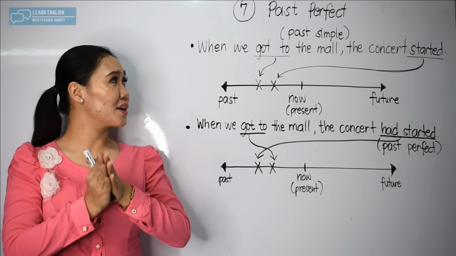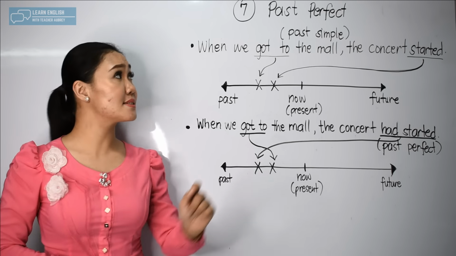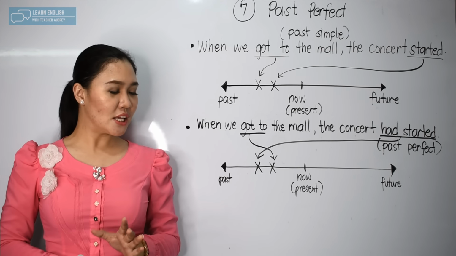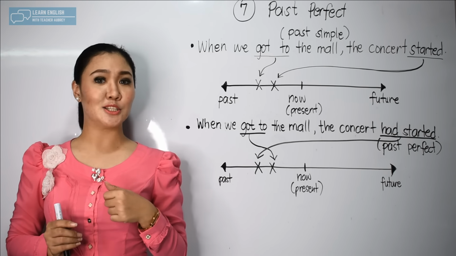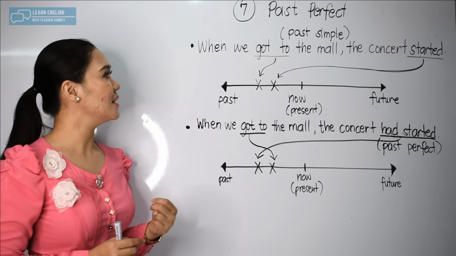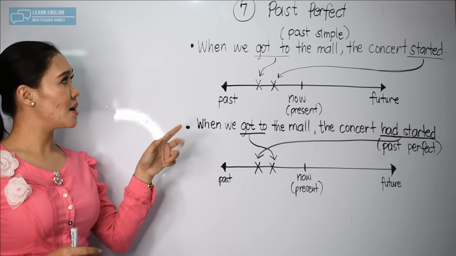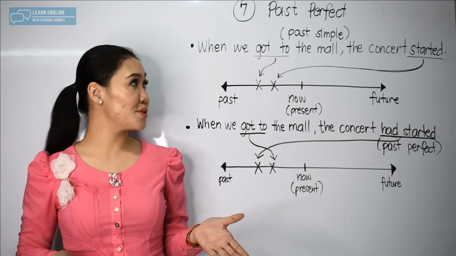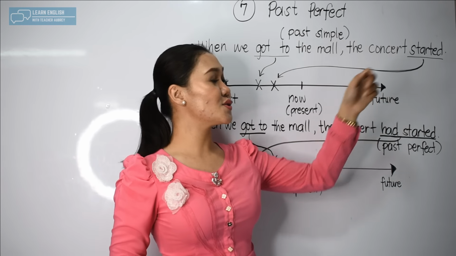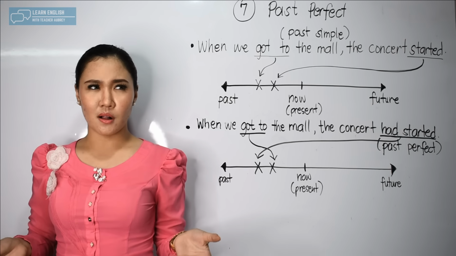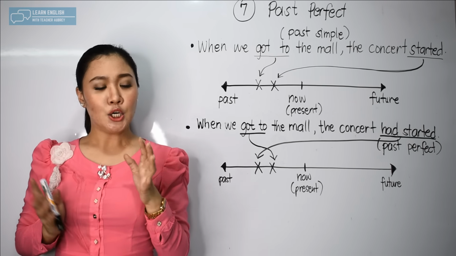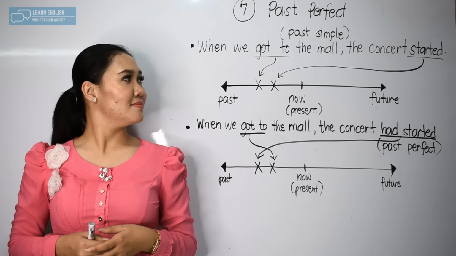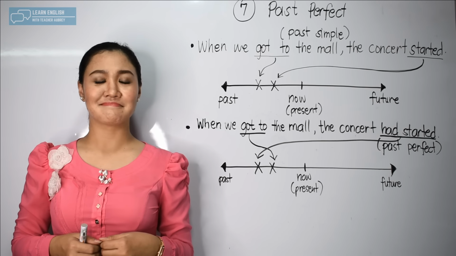Let's move on to our tense number 7, the past perfect. Yes, past perfect tense. Pero bago ko talakayin yung pasikot-sikot niya, tingnan muna natin itong dalawang halimbawang ibibigay ko. The first one we have here is, when we got to the mall, the concert started. Ibig sabihin, nung nakarating kami sa mall, nagsimula na yung konsyerto. Okay?